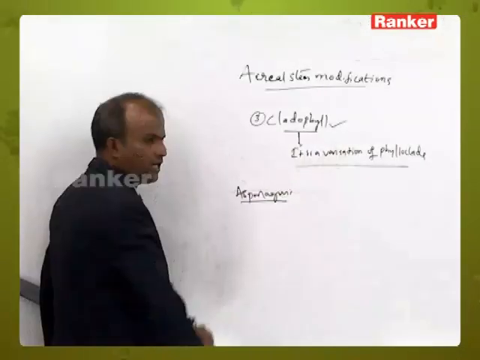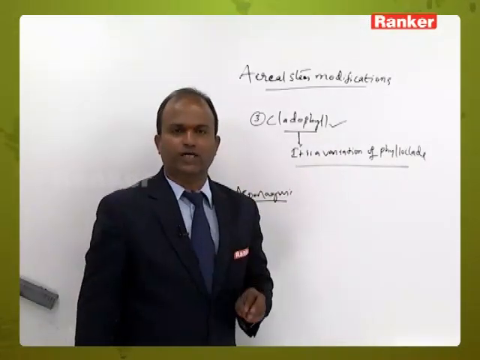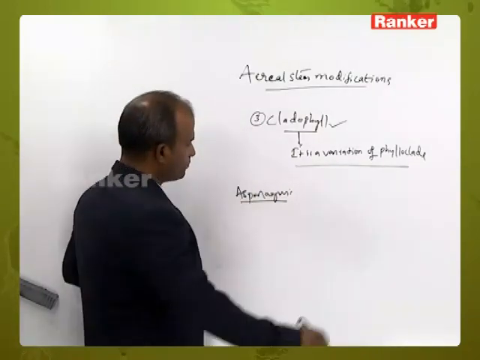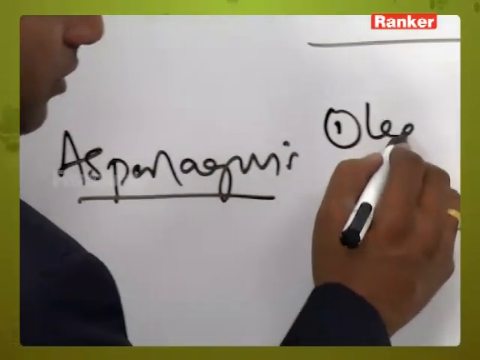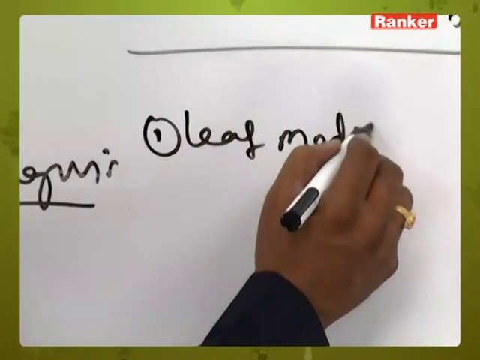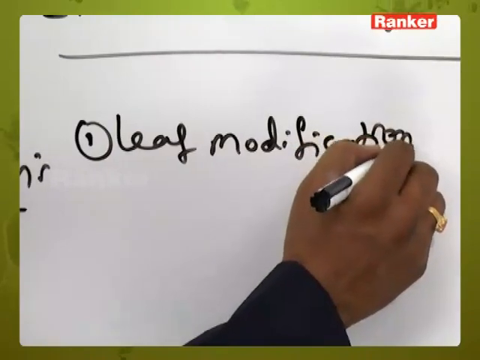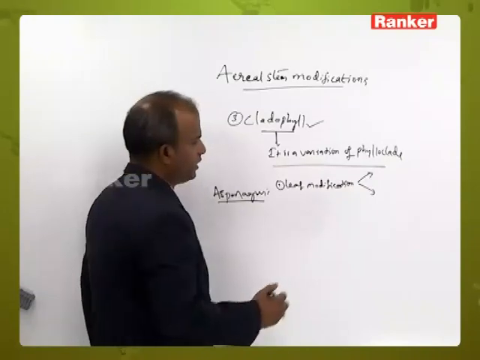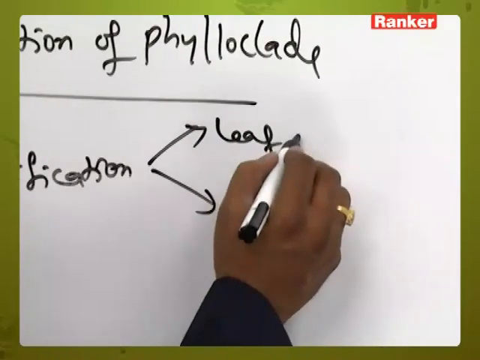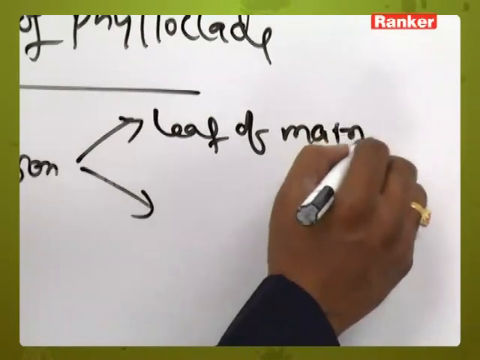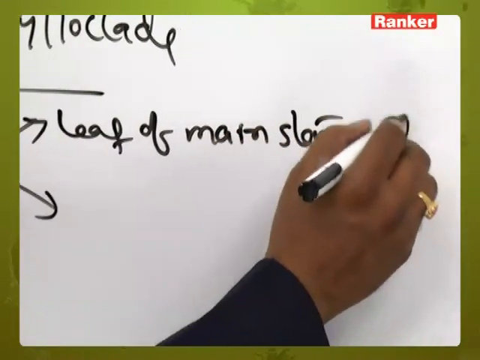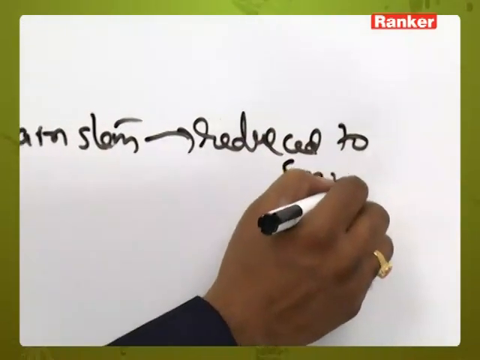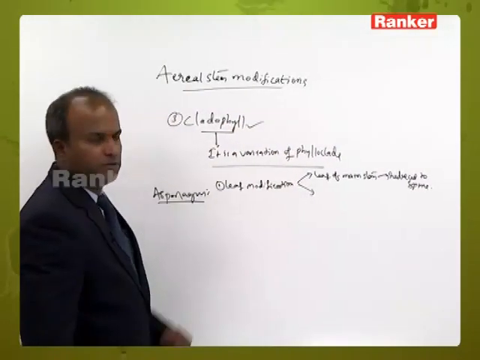Now can you tell me in asparagus how many types of modifications can be seen? Three types of modifications can be seen. The first one is leaf modification. Leaf modifications are of two types. One, the leaf on the main stem is reduced to spine.